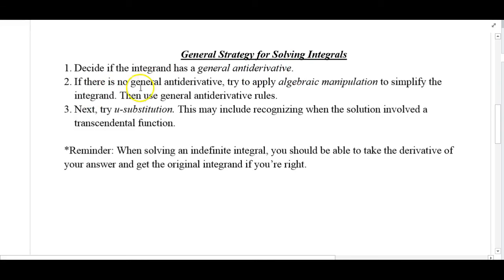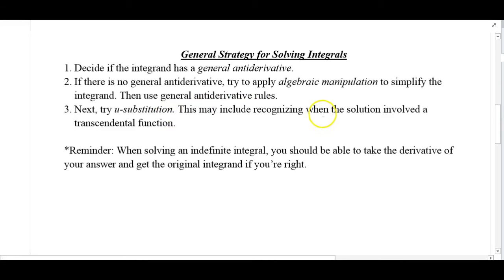If there is no general antiderivative, then the next thing we would try to do is apply some algebraic manipulation, like distributing or simplifying a rational function if possible, if there's one term on the bottom. But that may not be possible. If it is, we simplify and use general antiderivative rules. If it's not possible, then our only strategy at that point is to try U-substitution.